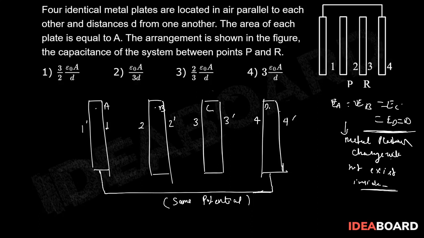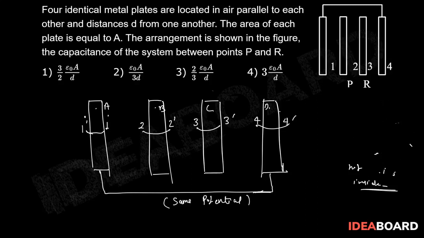That means, what do I mean? That face 1 and 1 dash will have the same potential, right? 2 and 2 dash will have the same potential, similarly 3 and 3 dash will have the same potential, and 4 and 4 dash will have the same potential, correct? Now what you have to do, you need to make the equivalent circuit diagram. So in order to make that, let me just draw here.